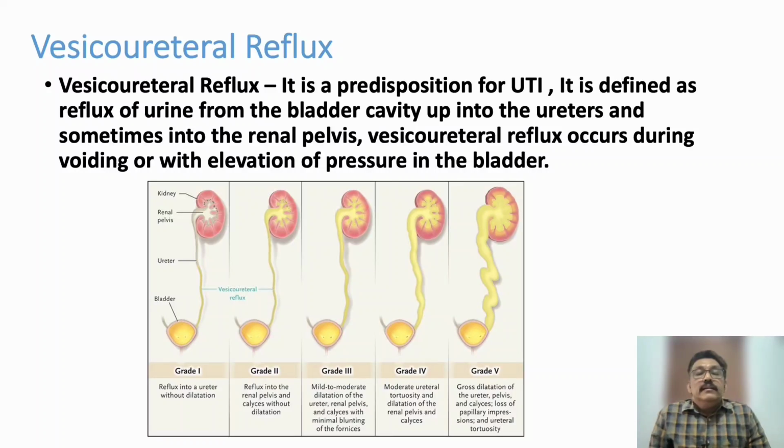Now in children, and some adults, there is a condition which is called vesicoureteral reflux. It's a predisposition for urinary infection. It is defined as reflux of urine from the bladder into the ureter and then to the renal pelvis. So you can see here there are 5 grades, different classifications of vesicoureteral reflux.